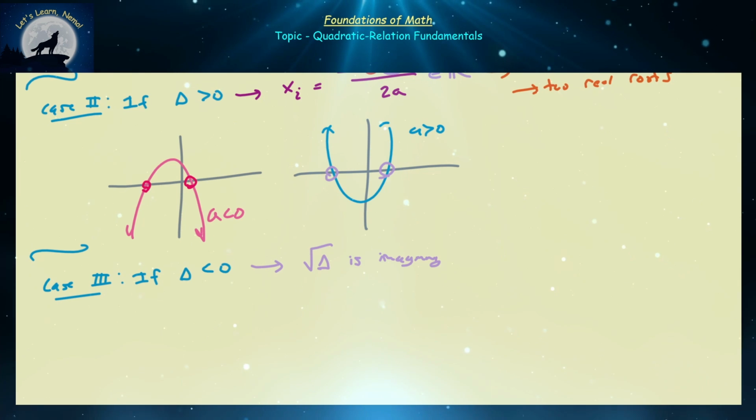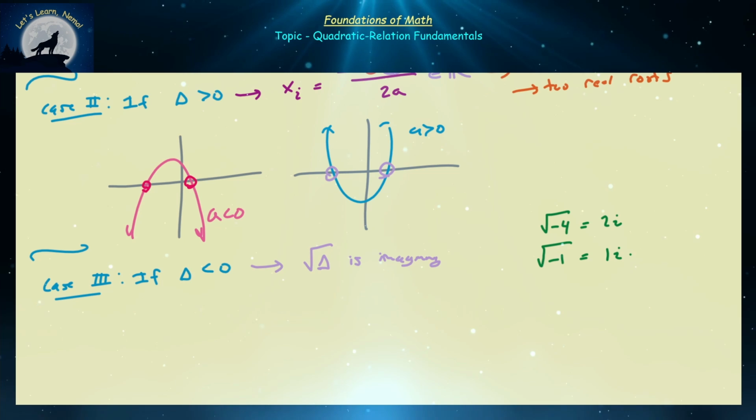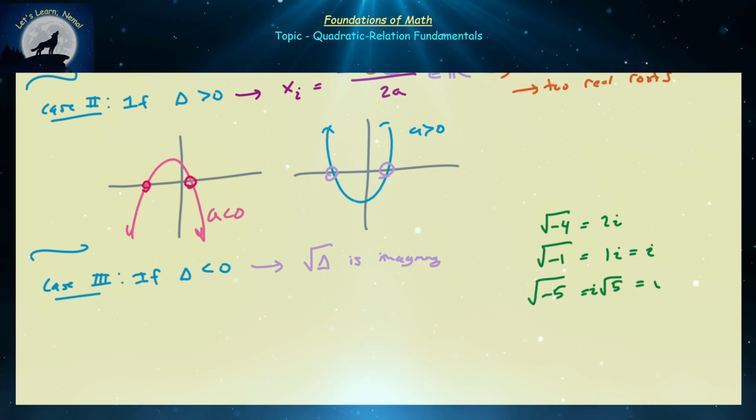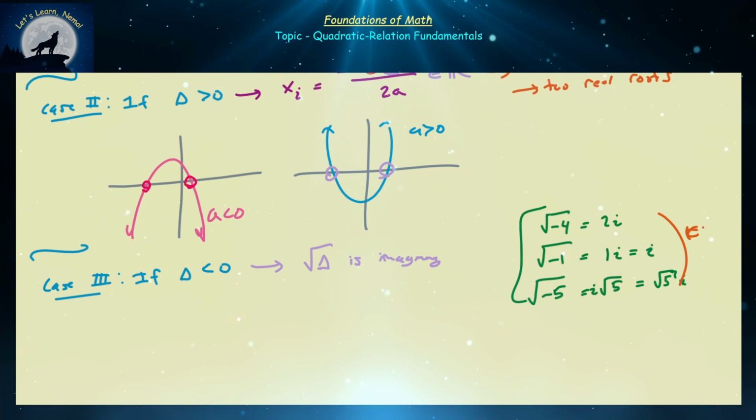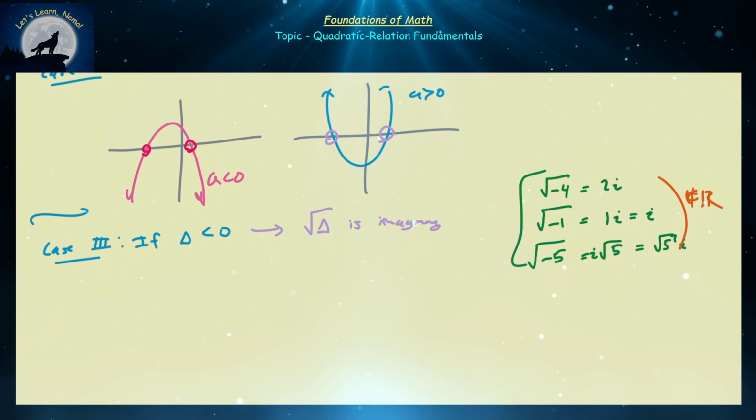And just a quick refresher on imaginary numbers. If you have the square root of negative 4, this is equal to 2i. The square root of negative 1 would be equal to 1i, which some people just refer to as i. And the square root of negative 5 would just be the square root of 5 times i. You could also write it as root 5 i. Just make sure you don't write the i underneath the square root. So these all are objects that are not real numbers, right?